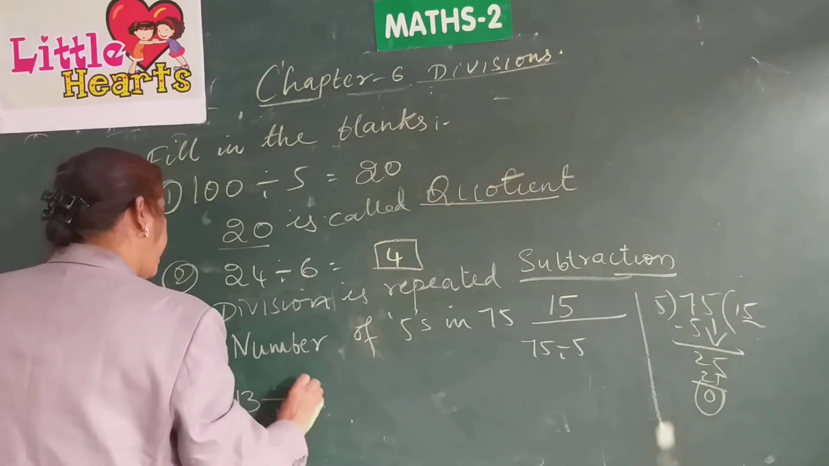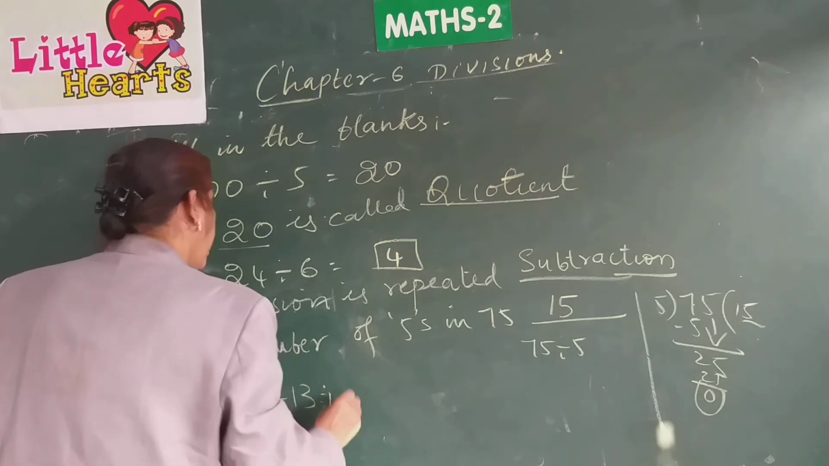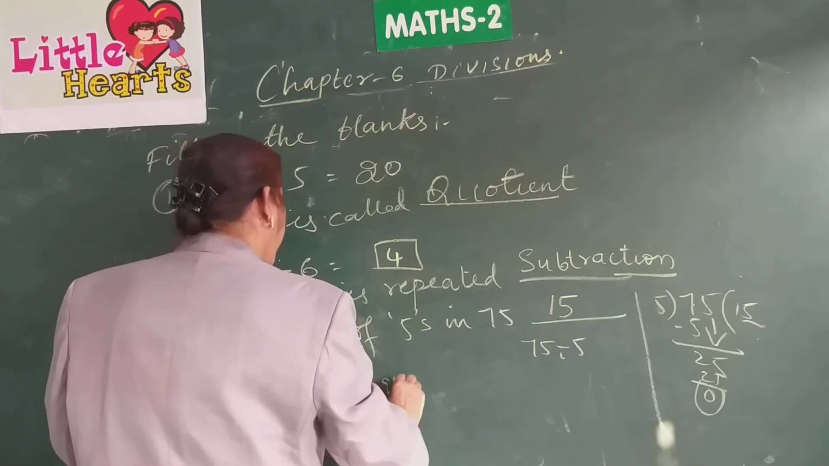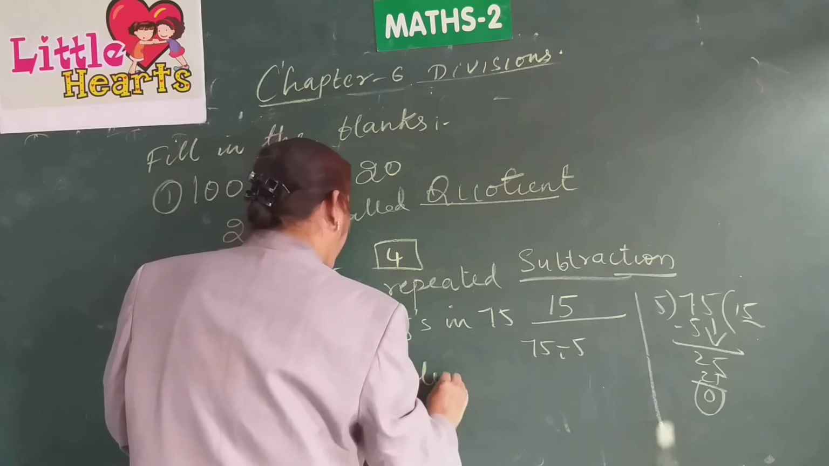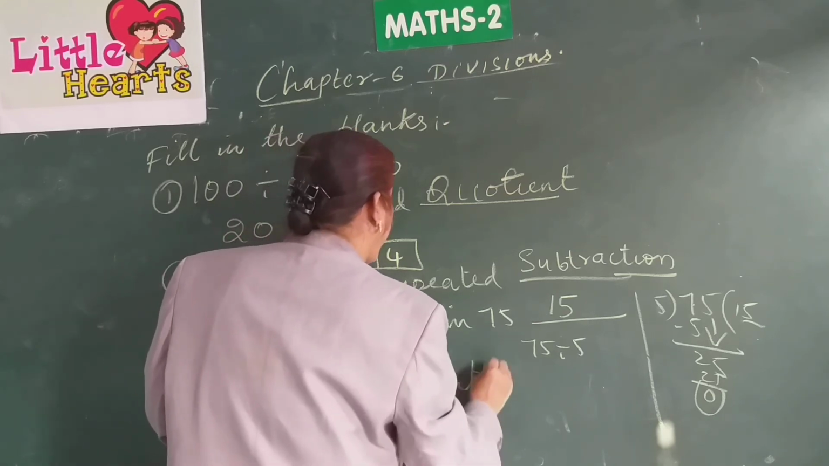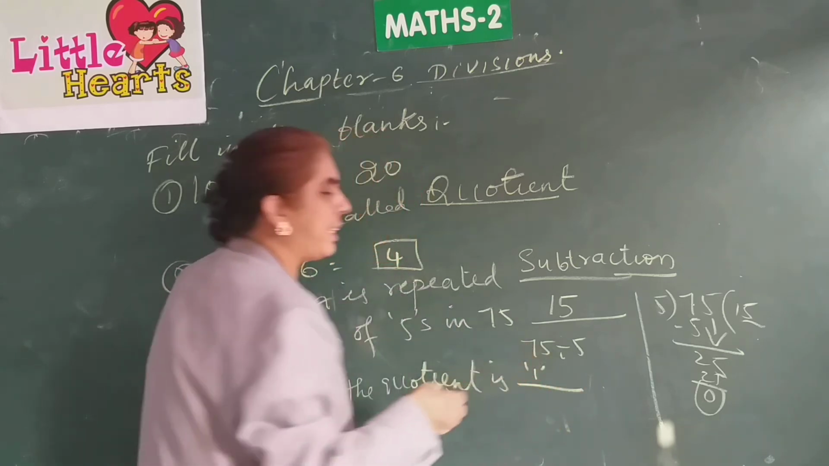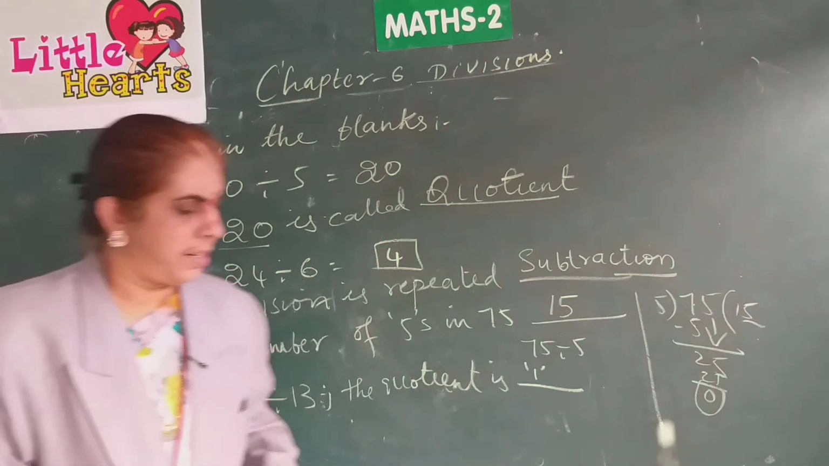13 divided by 13. What is the quotient? When a number is divided by itself, the quotient is 1.